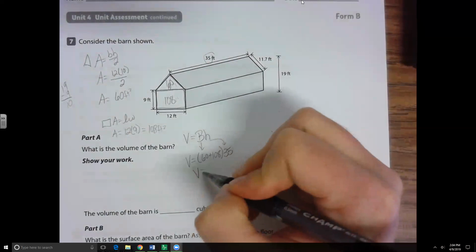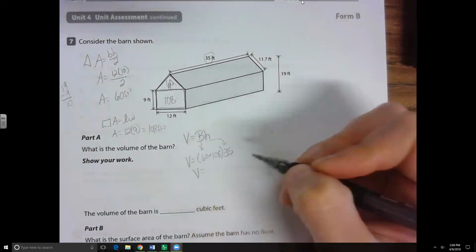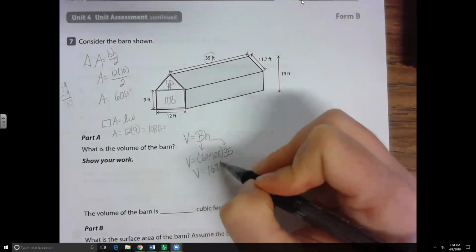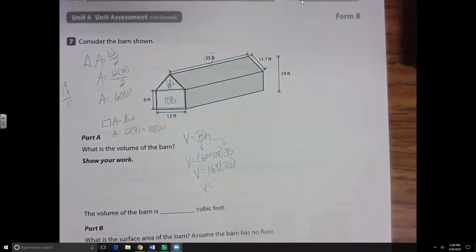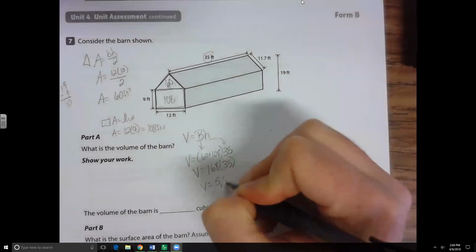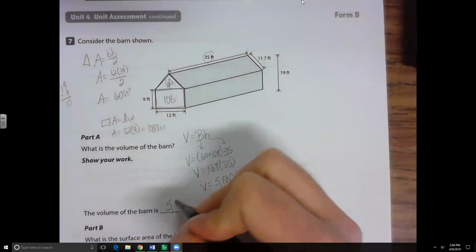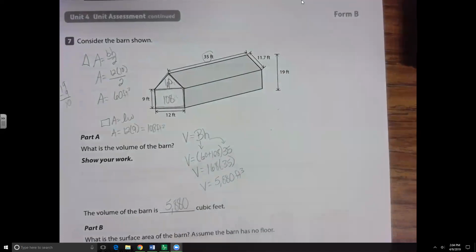You can put 60 plus 108 in parentheses, multiply it by 35 in your calculator just like that. You could add these together first, so that gives you 168 times 35. It doesn't matter which way you do it. You're going to come up with the same answer either way. So you're going to get 5,880 feet cubed. Okay, so you get 5,880 cubic feet.